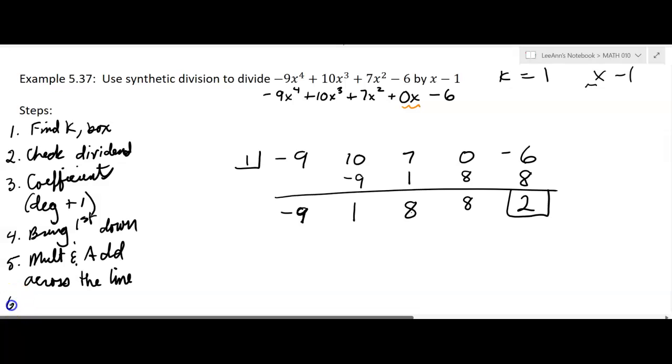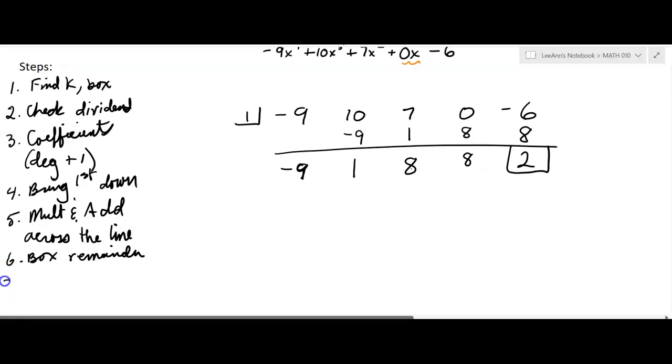I'm going to put that as a step. Box remainder. And then finally, I'm kind of out of room. The last thing is to write the answer. I'll say polynomial quotient. That sounds technical.